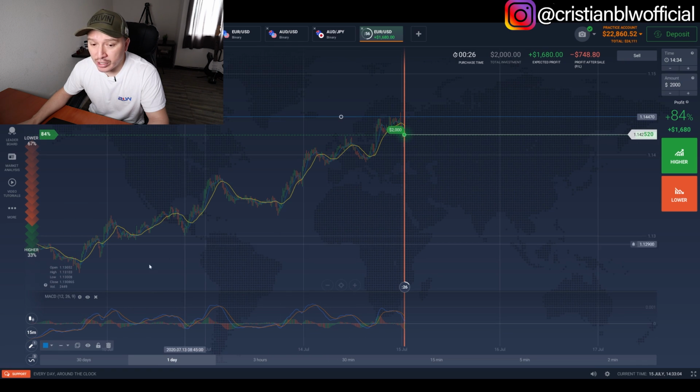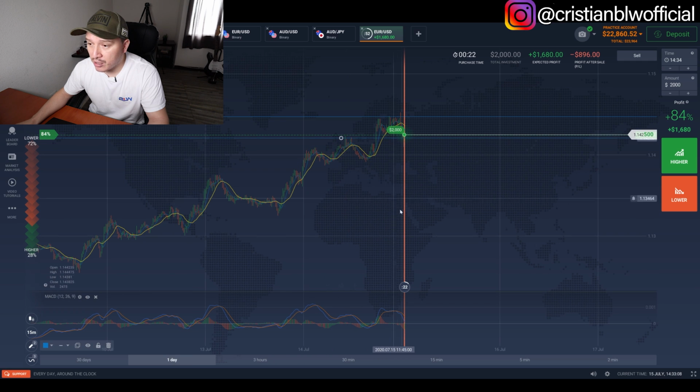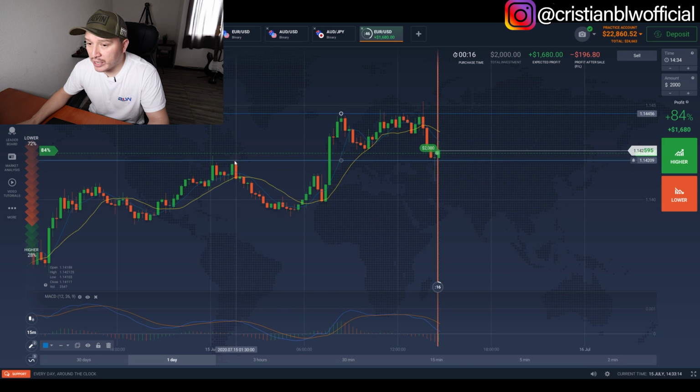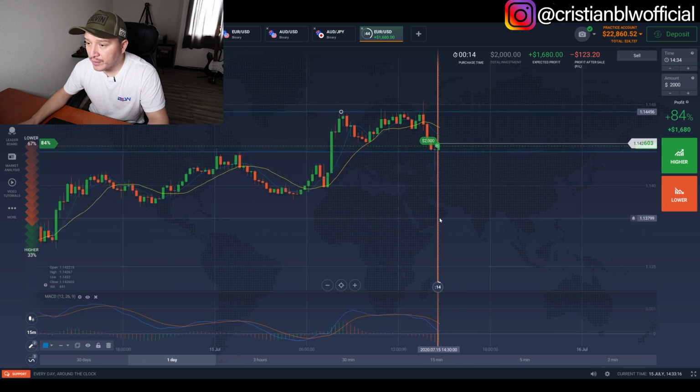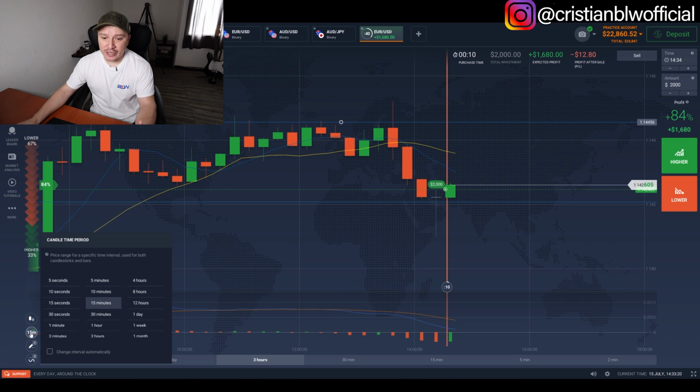You select one, and then you select another horizontal line, and you set it up. What you need to do is find the support and resistance levels. This is a resistance level and this is a support level. Why? Because this might affect the trades that you're going to be placing.